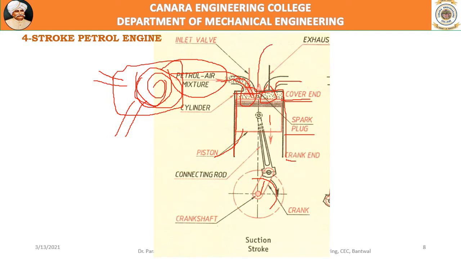So the first of these four strokes is the suction stroke, wherein the inlet valve opens and the piston moves from top dead center towards bottom dead center, means top to bottom. Then the crank rotates through 180 degrees, half a rotation. One stroke of the piston leads to half a rotation of the crank, during which the inlet valve opens. It draws in, or sucks in, the air fuel mixture.